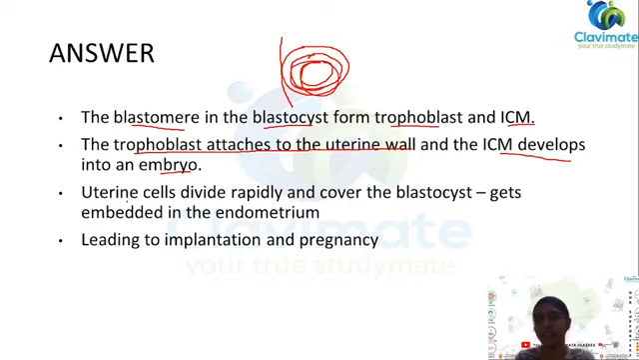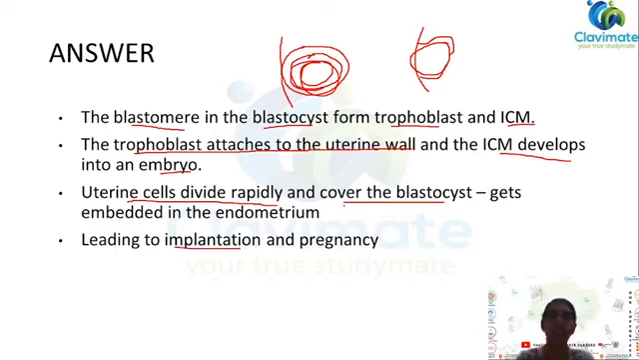Next, uterine cells divide rapidly and cover the blastocyst. So you have this uterine wall and this blastocyst. The uterine wall will cover the blastocyst, so that there is implantation. That is, the blastocyst will attach to the uterine wall, and this leads to pregnancy. Okay, these are all the points you have to write for this question.